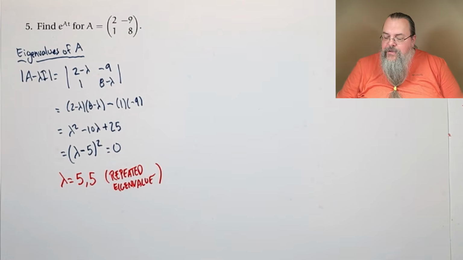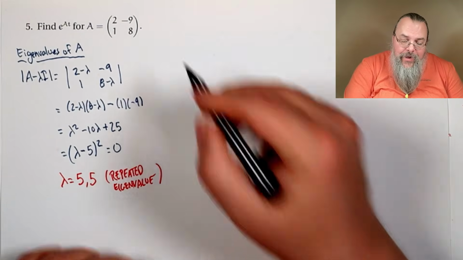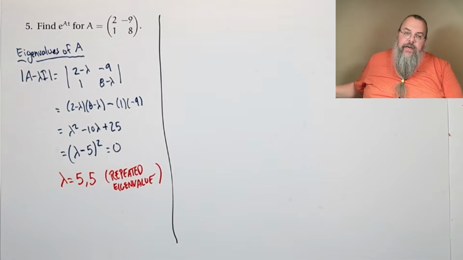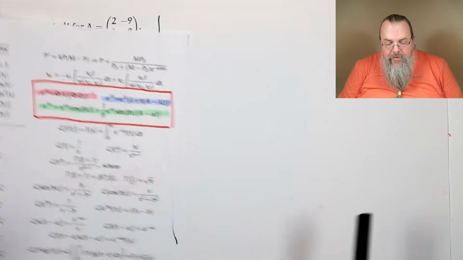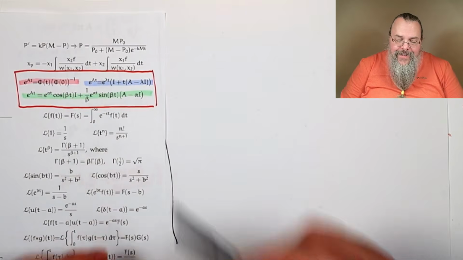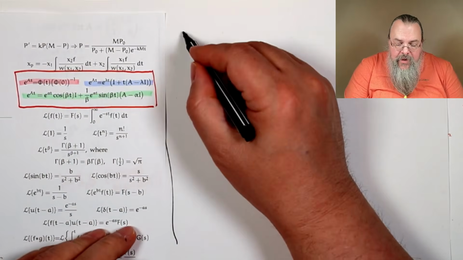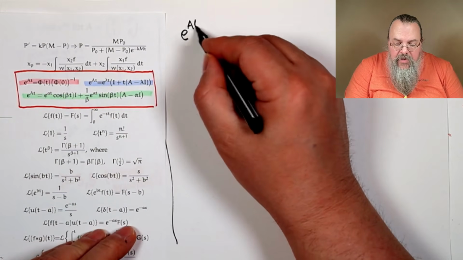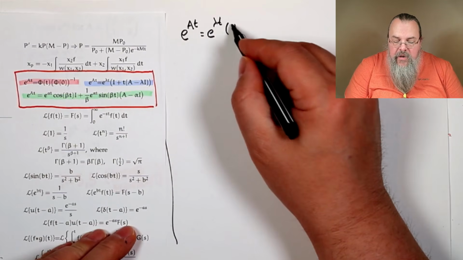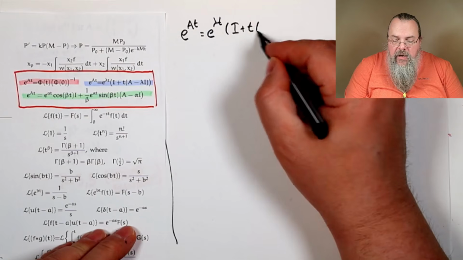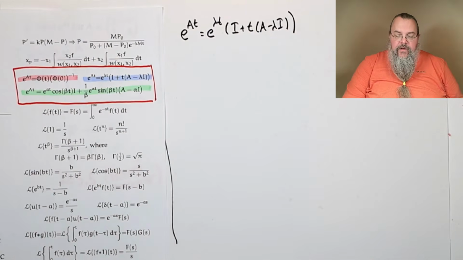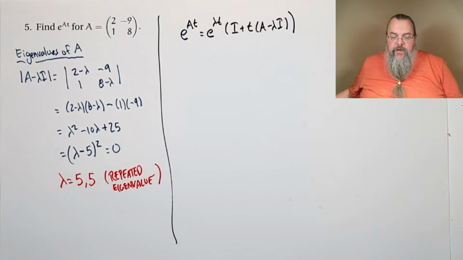Now, we know what setting we're in. So, all right, grab our formula sheet. Okay, boom, grabbed it. And we said, well, which one of these formulas is repeated? It's this one. And so I'm going to write that formula down. It says that e to the At is e to the lambda t times the identity plus t, A minus lambda I.